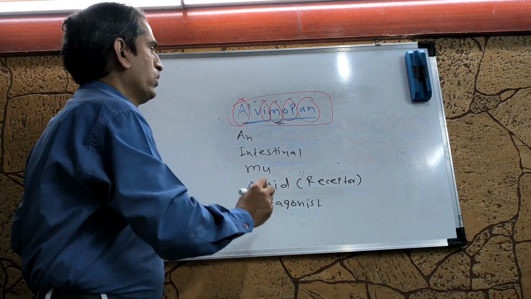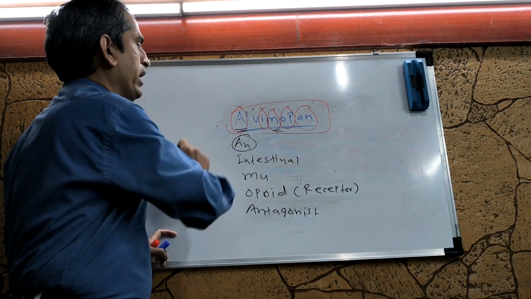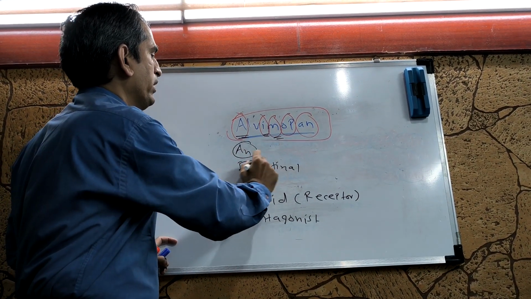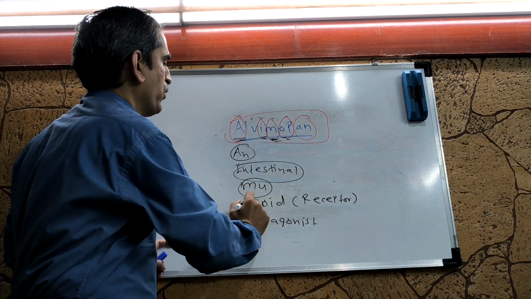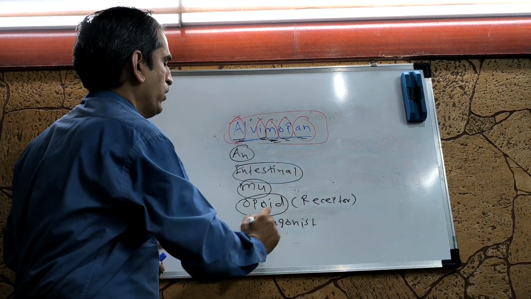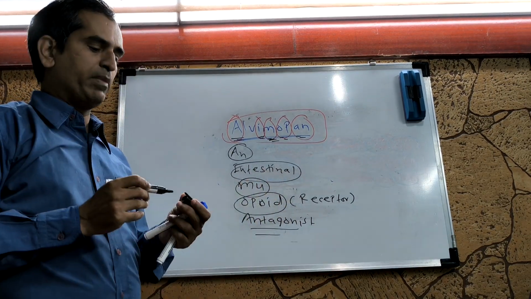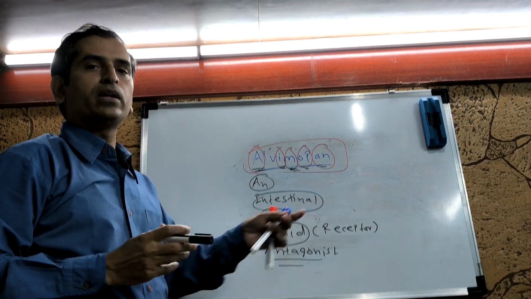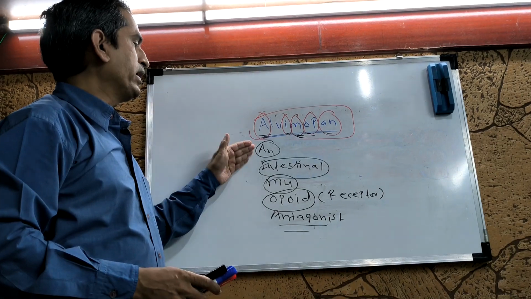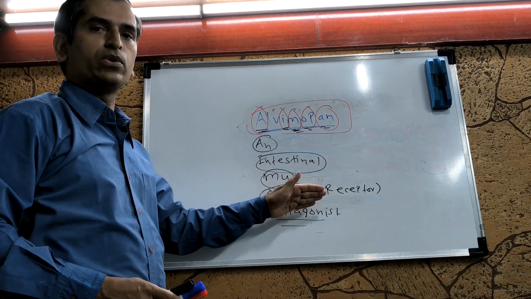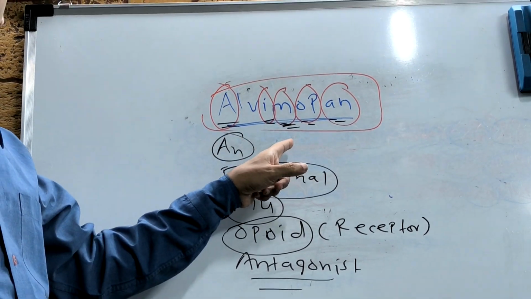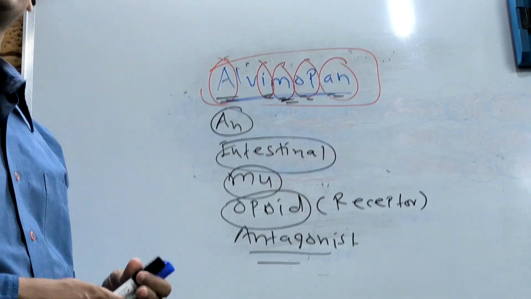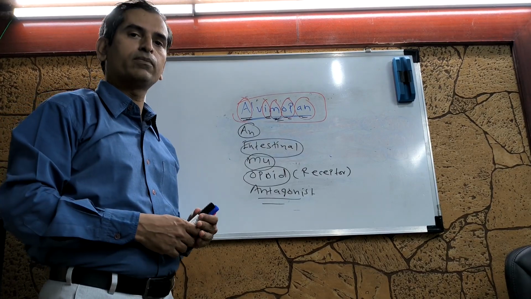So what did I do? A for and, I for intestinal, M for mu, OP for opioid receptors, and AN for antagonist. So this is the mechanism of alvimopan. So in short, alvimopan is an intestinal mu receptor antagonist. So the mechanism is hidden in the name itself. So this can help you to understand the mechanism and remember the name of the drug. Thank you.